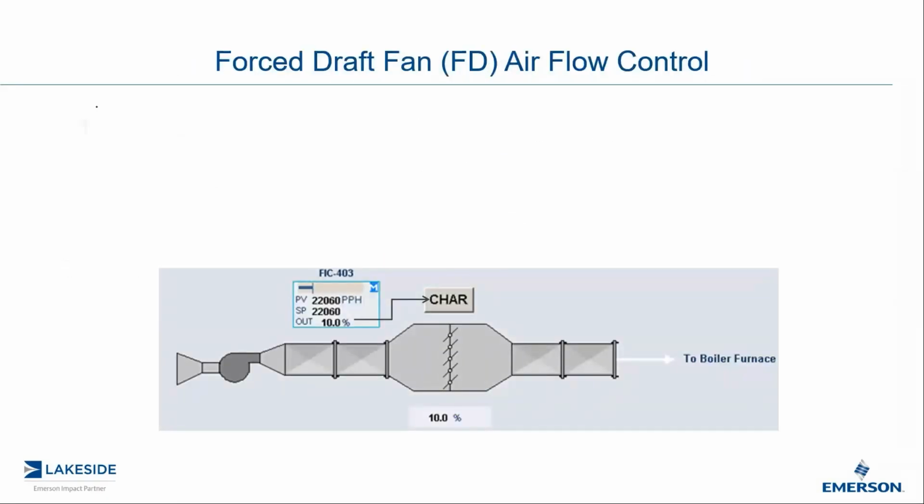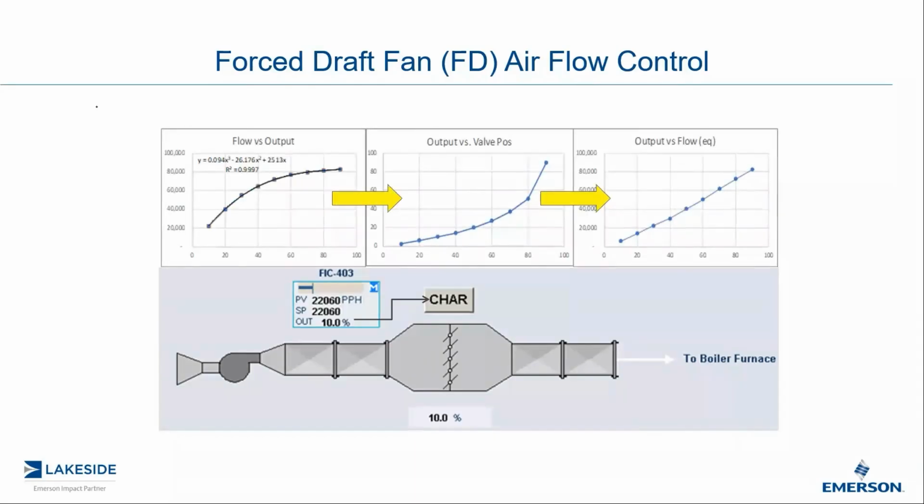So how do we do that? Again, back to this forced draft (FD) airflow control. You can see here we did some bump tests, and we determined that, yes, it is very nonlinear, quick opening. We're going to implement a characterizer right here in order to linearize the relationship between the output here and the flow over here. And that is the objective.